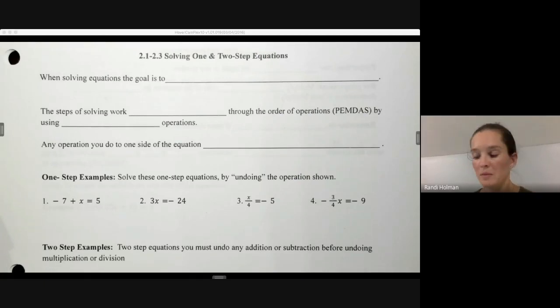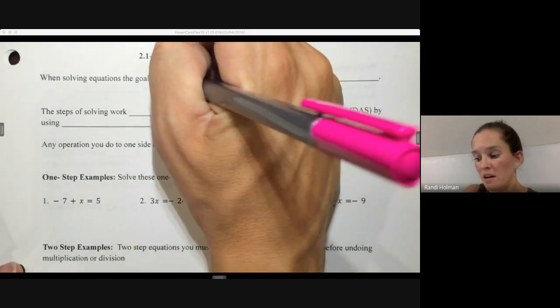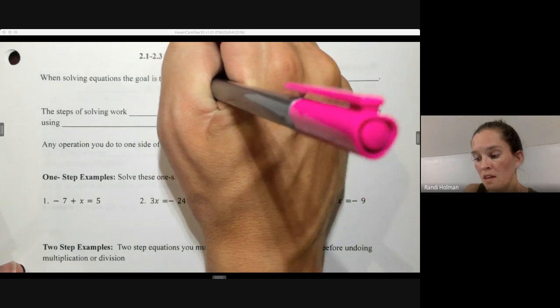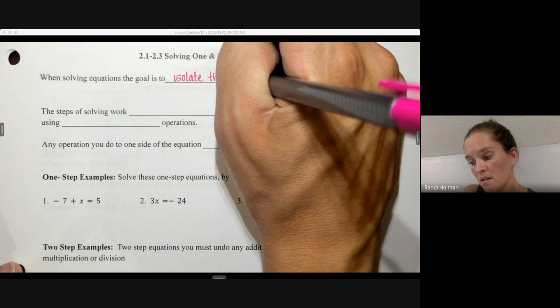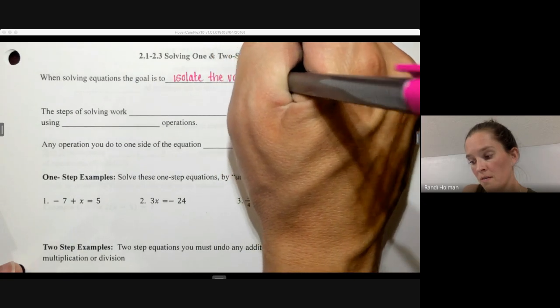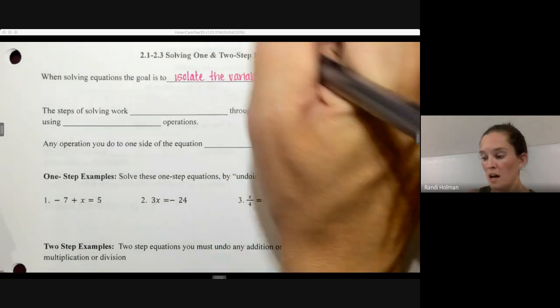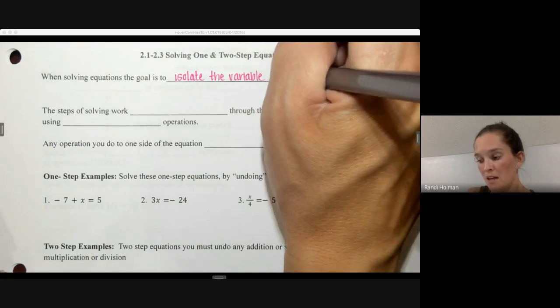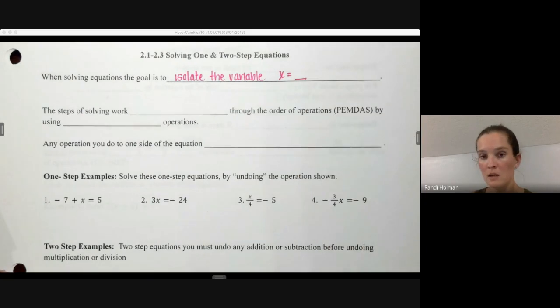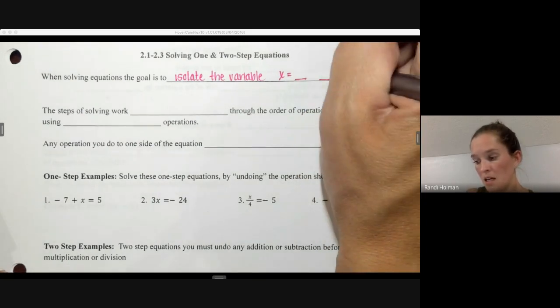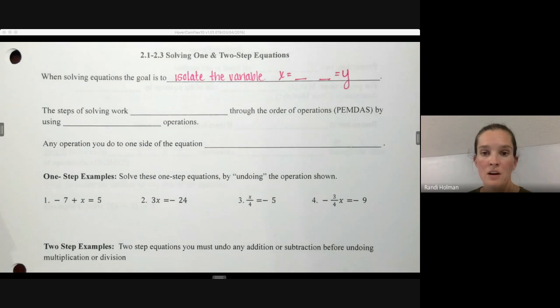Welcome. In this video, we're going to be looking at solving one and two-step equations. When solving an equation, the goal is to isolate the variable, and that means get it by itself. So in the end, we should have your variable, whatever that is, on one side of the equation all by itself. It could be x equals something or something equals y.